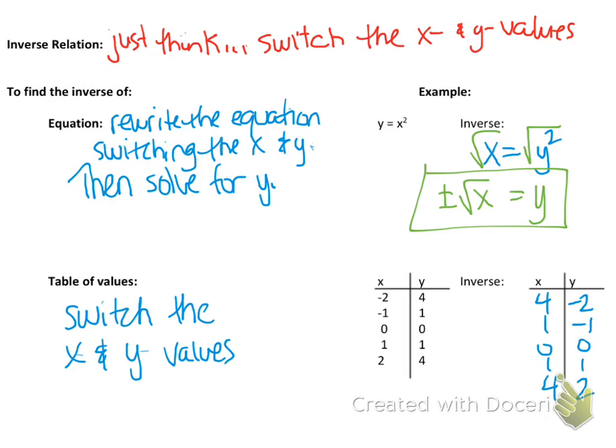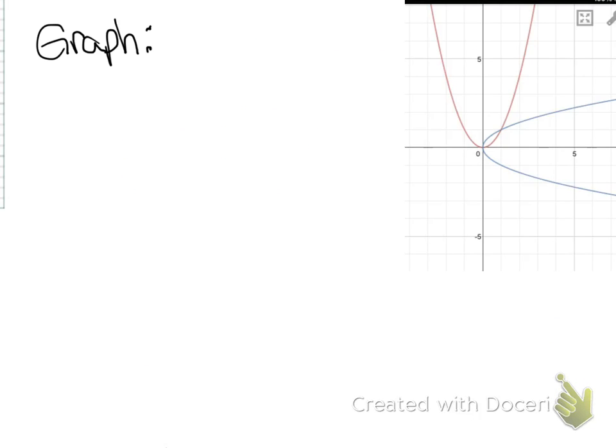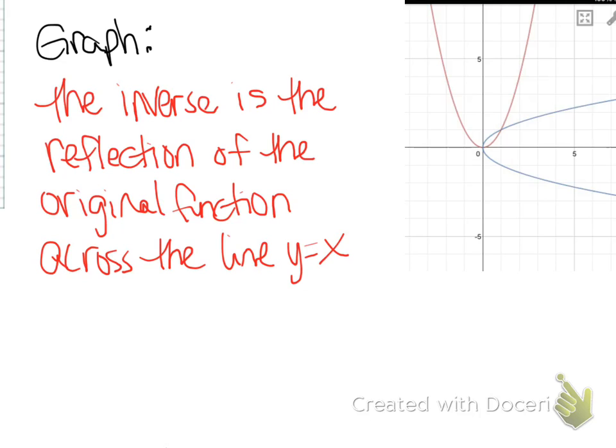And lastly, looking at it graphically, for a graph, the inverse is the reflection of the original function across the line y equals x. This is a little bit harder to visualize or think about. Again, we have graphed in red the original function, and then in blue would be the inverse function. And that's a reflection across that line y equals x.